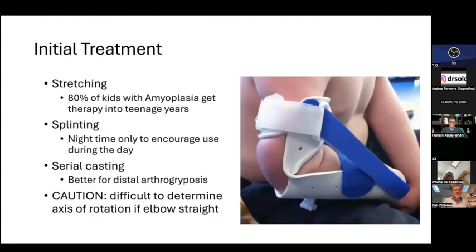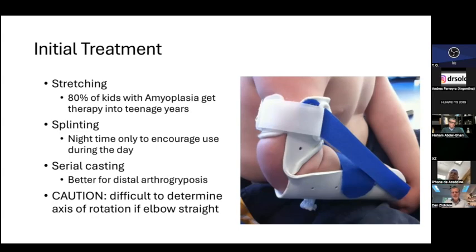Okay, so initial treatment is stretching. 80% of kids with amyoplasia will get therapy even into their teenage years. Splinting is nighttime only, to encourage use during the day. Serial casting, I think, works better in distal arthrogryposis.